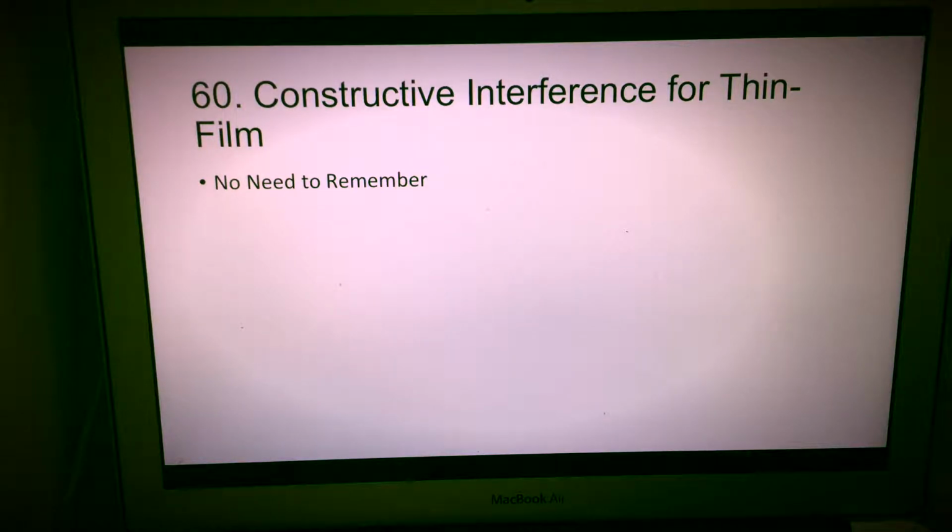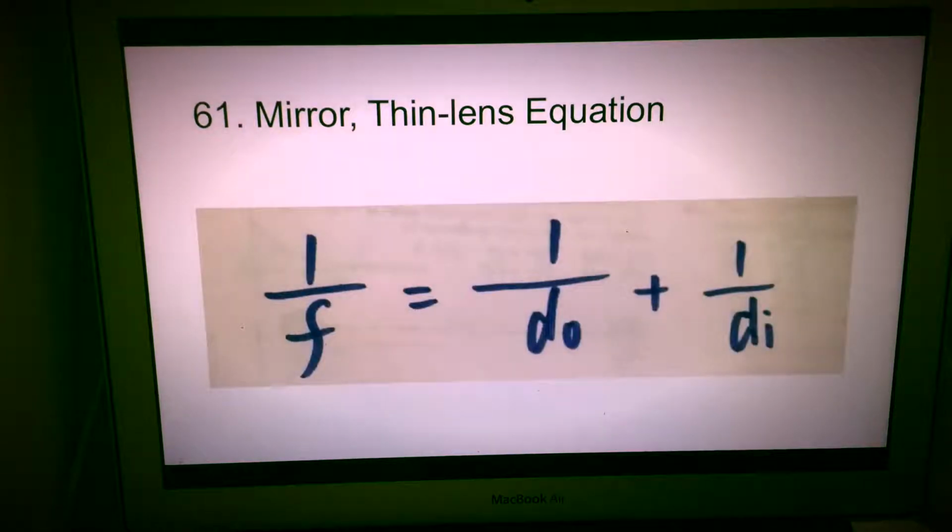Constructive interference for thin film. There's a question about the film, but it's really hard. There's no need for us to remember or be familiar with that. But sometimes we need to know a little bit about it.